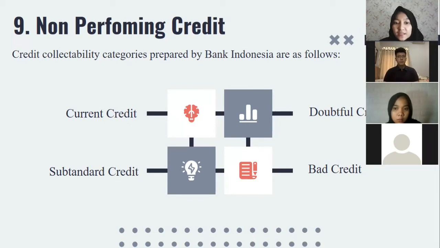Doubtful credit is a credit whose refund and interest payment have been delayed for 6 months or 2 times from the agreed time. And then point D, bad credit is a credit whose refund and interest payment have been delayed for more than 1 year since the due date decided on the agreed schedule. Next.